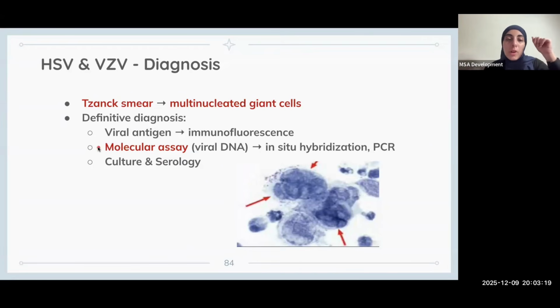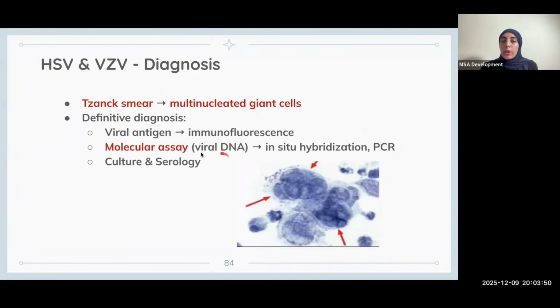But we do have other methods. We can look for the viral antigen, or we can look for the viral DNA, okay? And these can get kind of confusing, so just know that if you're looking for the viral antigen, you're using immunofluorescence, because immuno means that you have antibodies involved, and these antibodies are going to target the antigens. So if you're looking for antigens, you want to use antibodies, which is immunofluorescence.